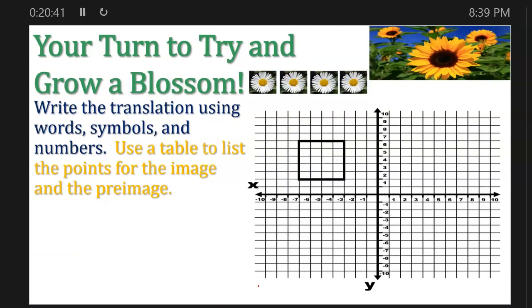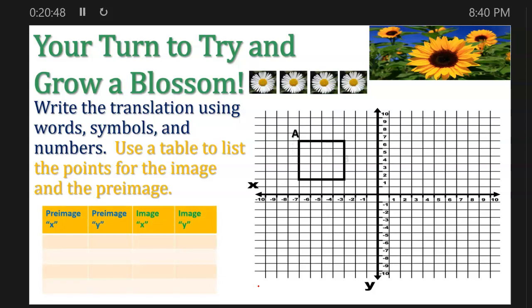All right, the fourth blossom is kind of working in reverse. I'm going to give you the pre-image here of rectangle ABCD. I would like for you to use the table and then write in words, symbols, and numbers what the translation would be. So I will give you the image of A prime, B prime, C prime, and D prime. And your job is to write down what the translation rule would be in math symbols or in words.